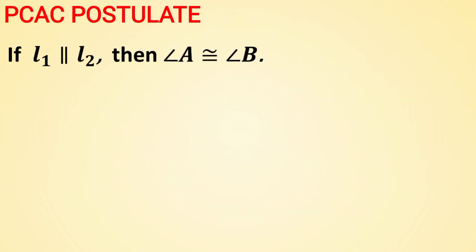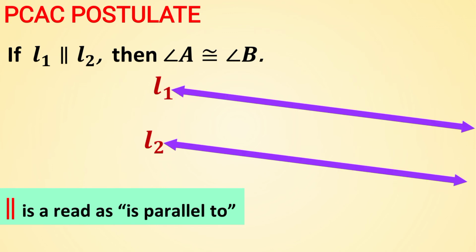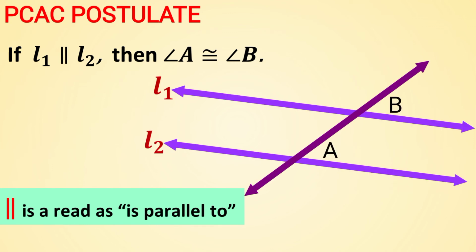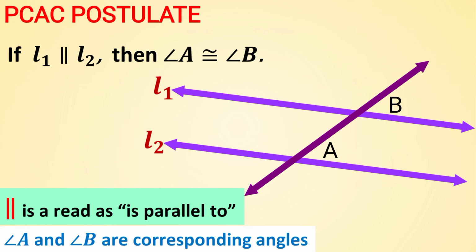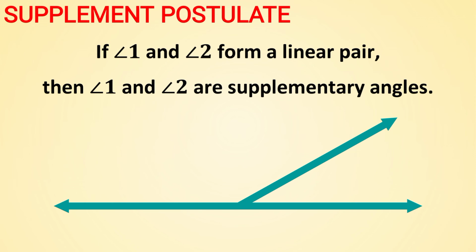PCAC postulate. So this is, if line 1 is parallel to line 2, then angle A is congruent to angle B. So the two vertical lines there are read as "is parallel to." Angle A and angle B are corresponding angles. Supplement postulate. If angle 1 and angle 2 form a linear pair, then angle 1 and angle 2 are supplementary angles.